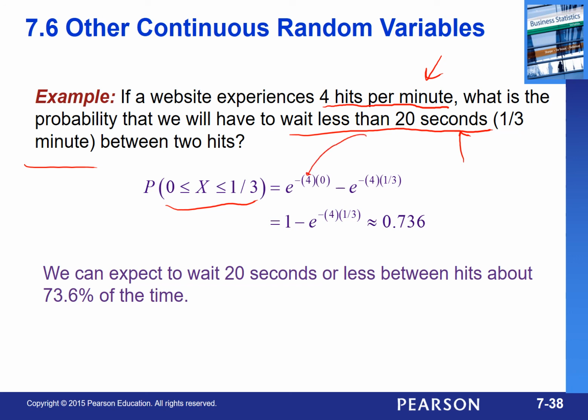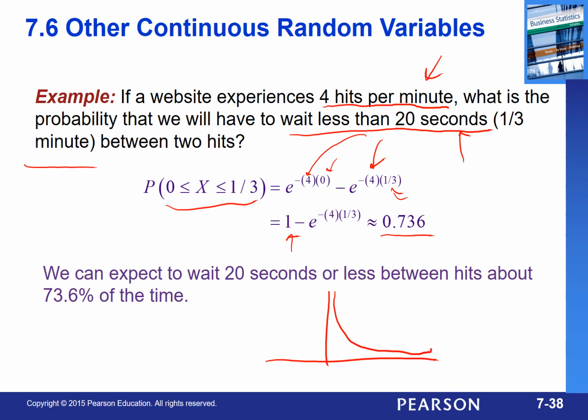So there's our 4, our lambda, and there's our 1/3, and there's our 0, aka our s and our t. Anything to the 0 power is 1. That's why we have a 1 there. And you're just going to subtract these two. So we get 73.6%, or we can expect to wait about 20 seconds or less between hits about 73.6% of the time. And if you're wondering why that's such a large percent, remember what this distribution looks like. It's heavy on one side, very unlikely on the other.